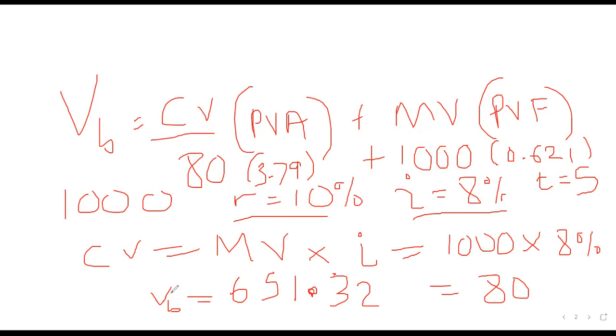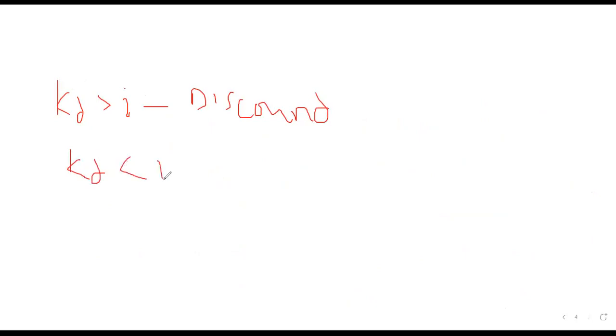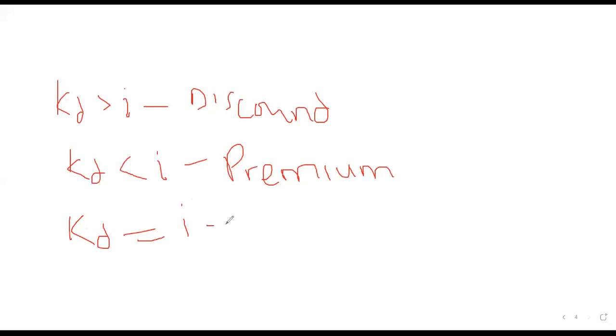So what we calculated is what? A discount bond. So when our market rate is higher than the coupon rate, this is called what? A discount bond. When the market rate is less than our coupon rate, we call this what? Premium bond. When the market rate or the discount rate is equal to the coupon rate, we call this a par bond.